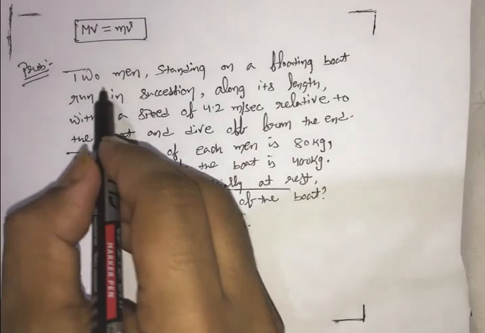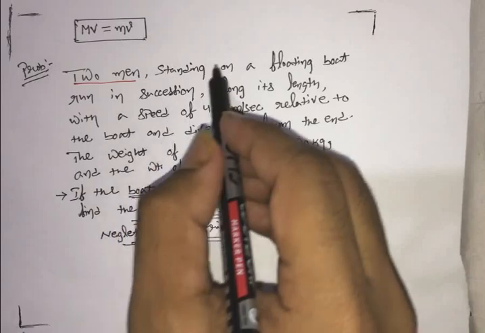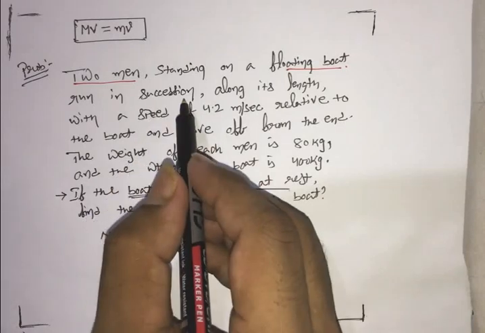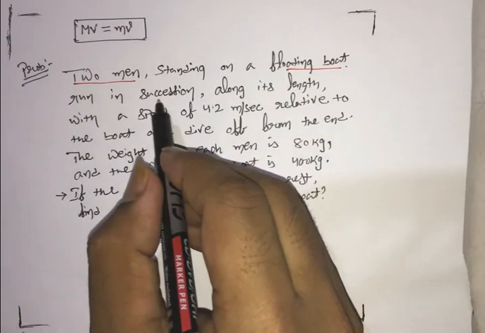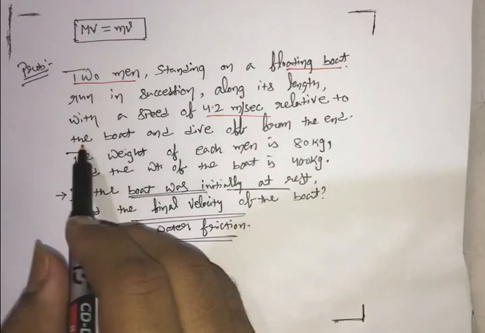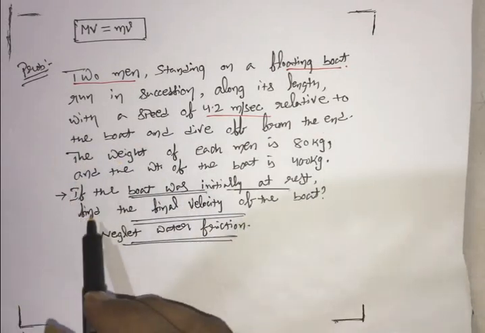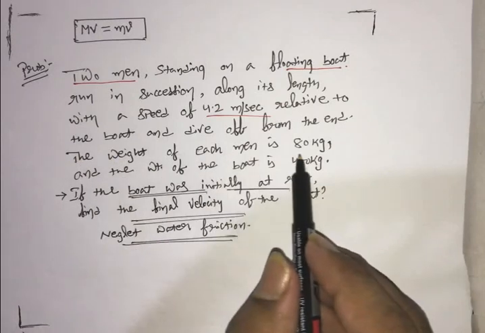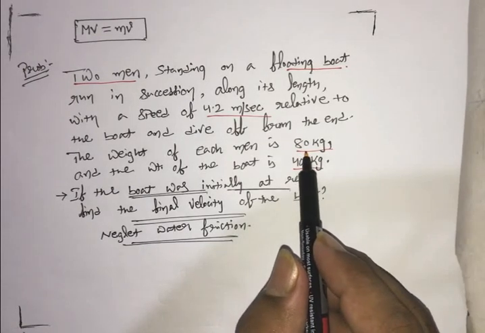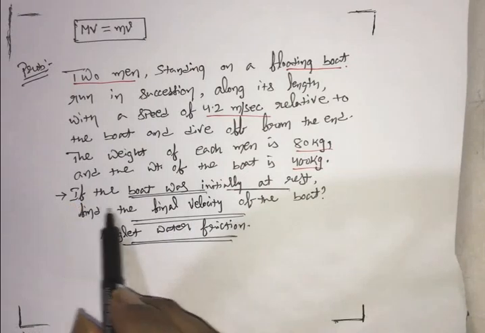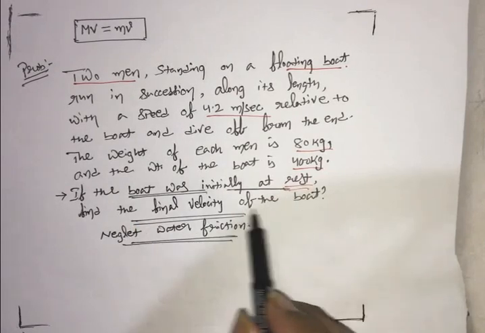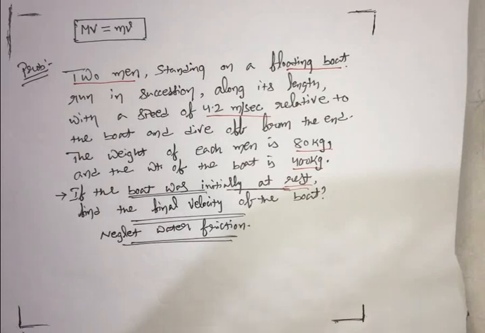So let us see here, there are totally two men. They are standing on a floating boat. They are running in succession, succession means one after another, along its length with a speed of 4.2 meter per second relative to the boat, and they dive off from the end. The weight of each man is given as 80 kg and the weight of the boat is 400 kg. If the boat was initially at rest, find the final velocity of the boat. Here we are neglecting the water friction.